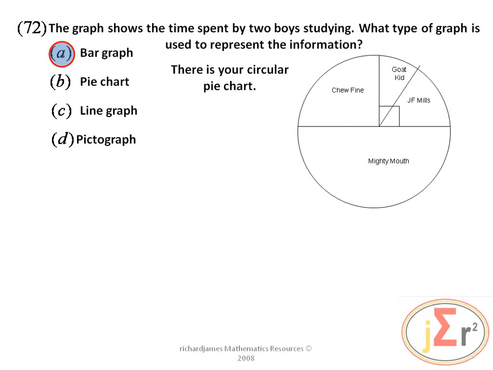That's an example. And of course, I'm sure that you like those nicknames that are in the pie chart, Jerry. Mighty Mouth, JF Mills, Goat Kid, Chew Fine. Jerry, what does JF Mills mean? I bet you cannot tell me what JF Mills mean.